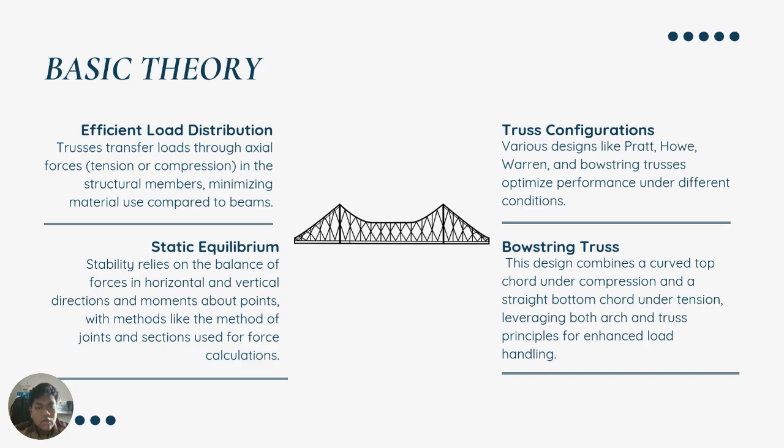Third, truss configuration. Various designs like Pratt, Howe, Warren, and bowstring truss optimize performance under different conditions. Fourth, bowstring truss. This design combines a curved top chord under compression and a straight bottom chord under tension, leveraging both arch and truss principles for enhanced load handling.